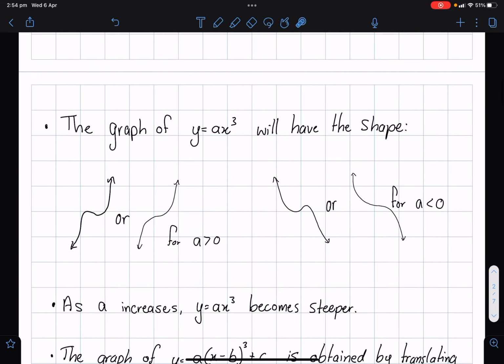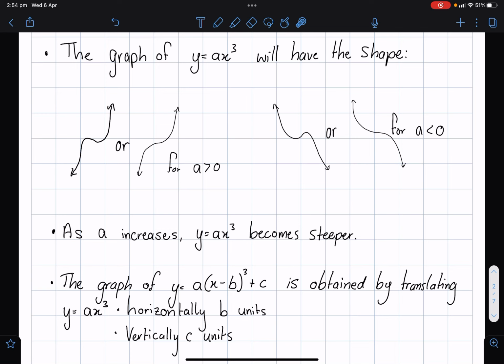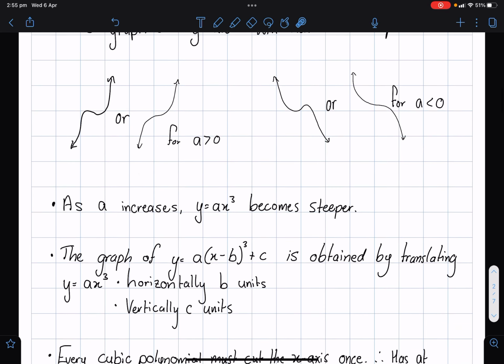So the graph of y equals a(x − b) cubed plus c is obtained by translating y equals ax cubed horizontally b units and vertically c units. So you can actually graph cubic functions from the basic y equals ax cubed function by using your translations. We're not going to look at that today, but it's very similar to graphing quadratics by translations, which we did a little bit of in the quadratics section.